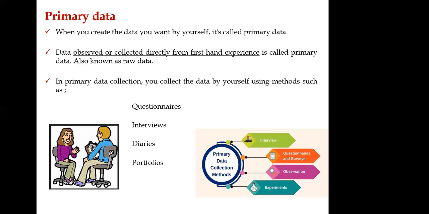The data that they collect is first-hand experience data, or maybe in chemistry or physics, first-hand experience data. So the researchers, maybe based on diaries, portfolios, or observations, especially in our research projects, collect data based on observations. So first-hand experience data we call primary data.